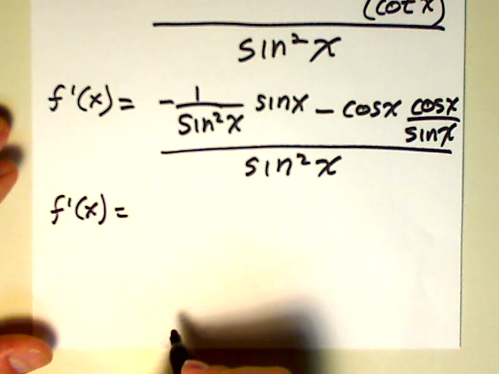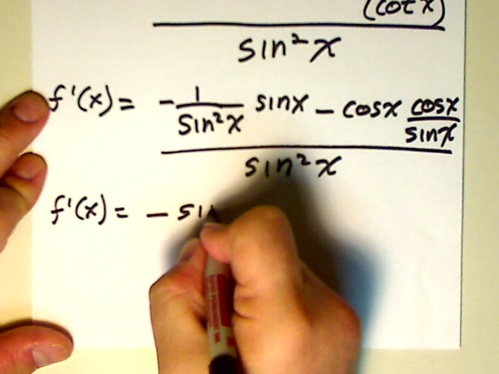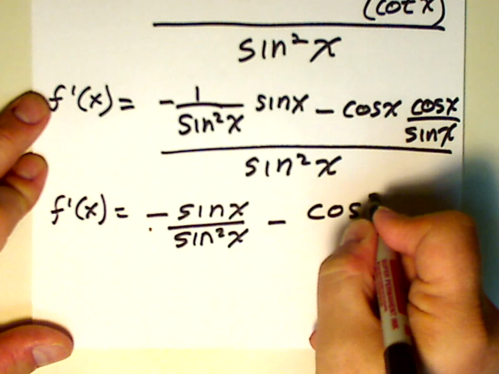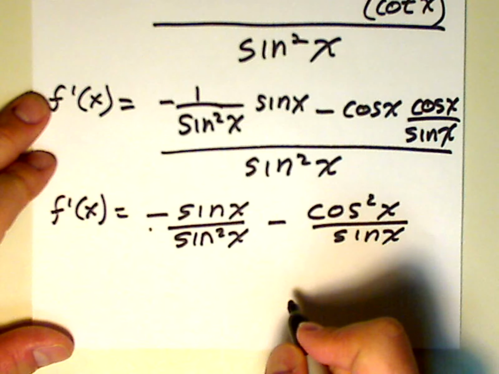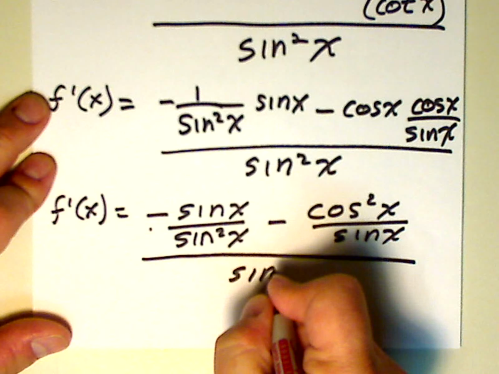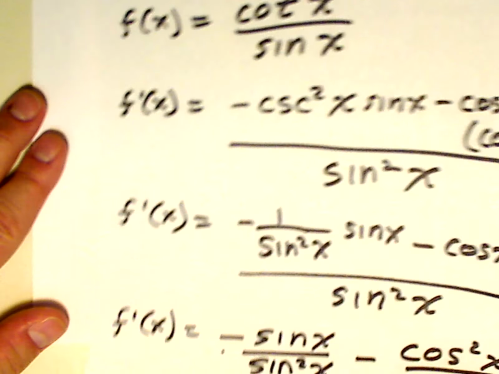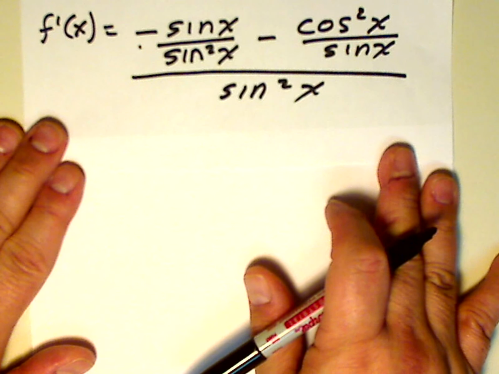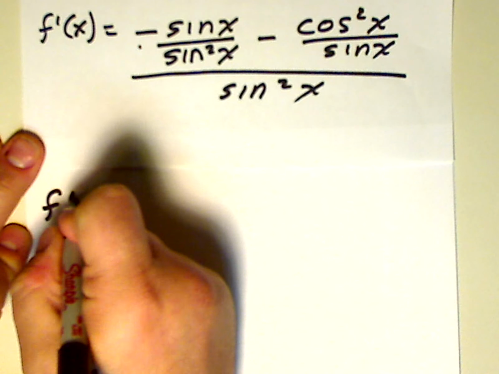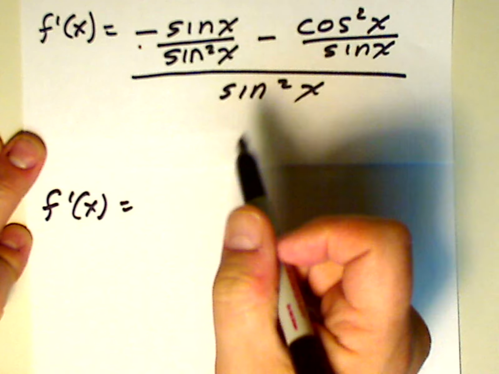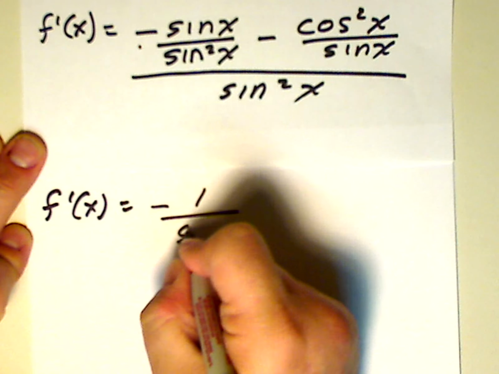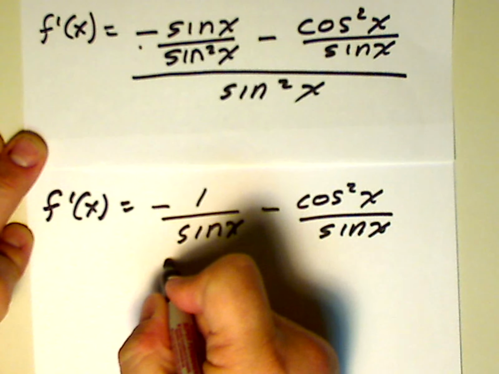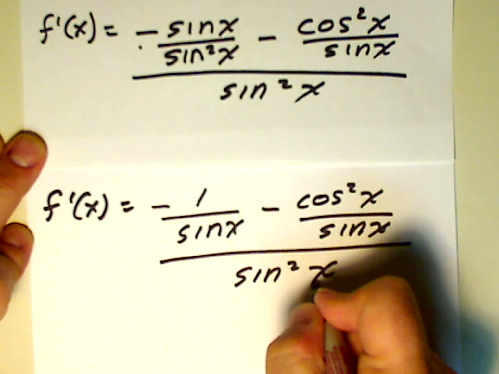F prime x is equal to, well, this becomes negative sine x over sine squared x minus cosine squared x over sine x, and everything's divided by sine squared x. Okay. So, moving forward, f prime x: negative sine x over sine squared x is negative 1 over sine x, minus cosine squared x over sine x, and everything's divided by sine squared x.